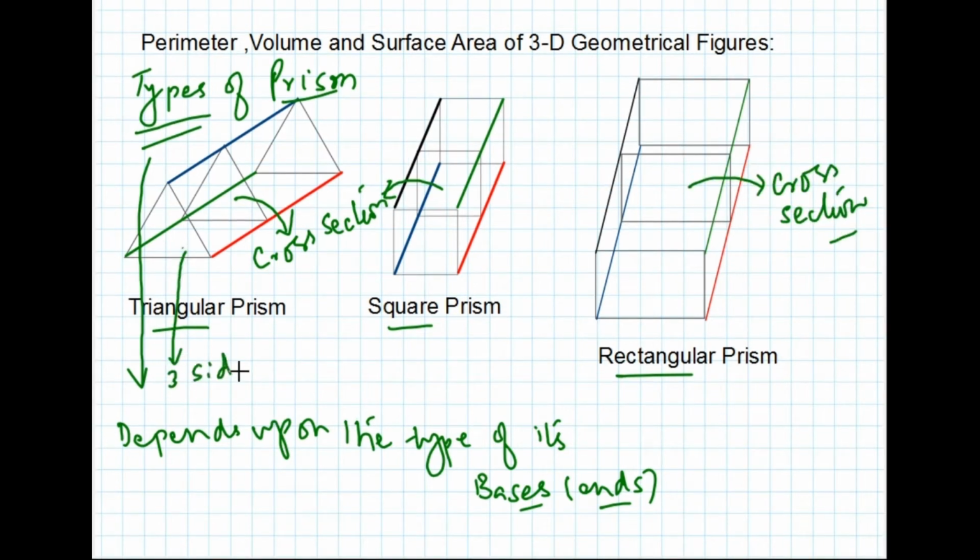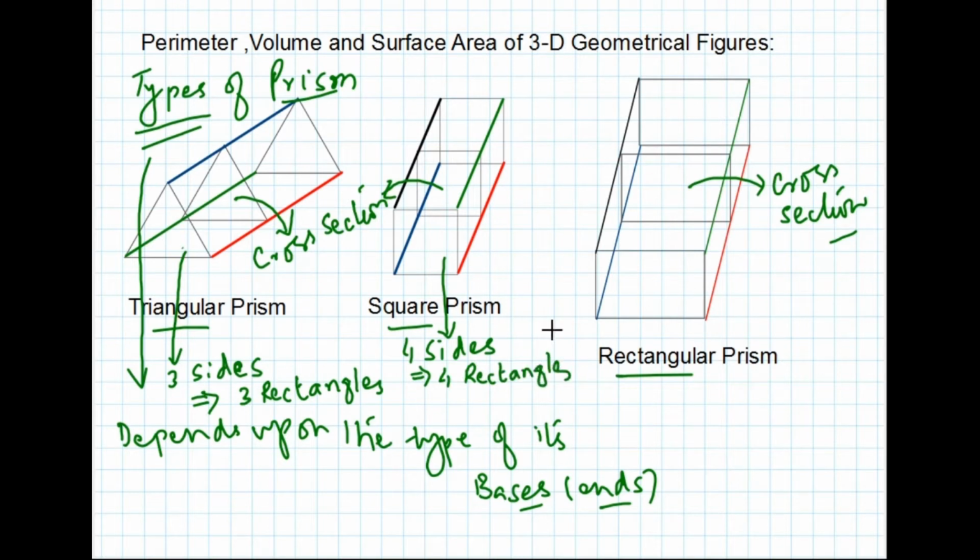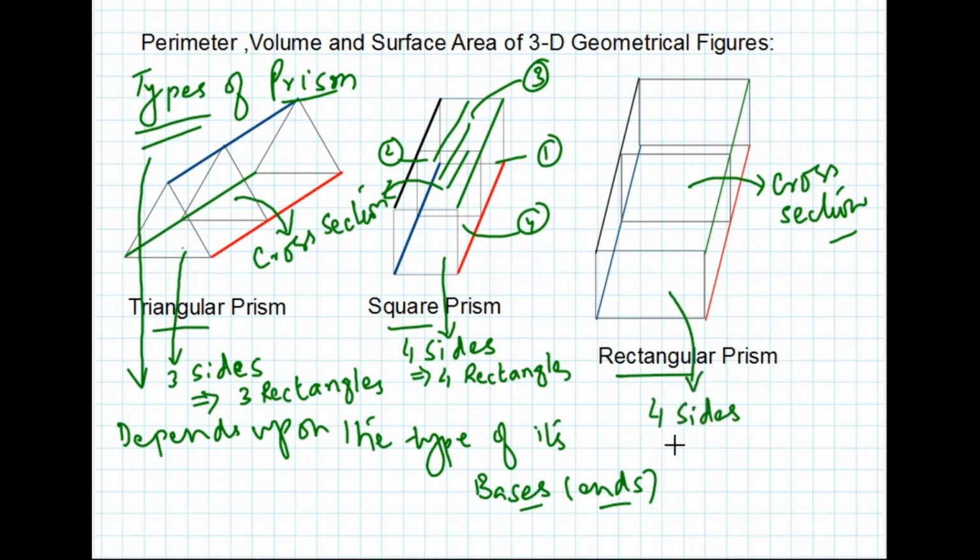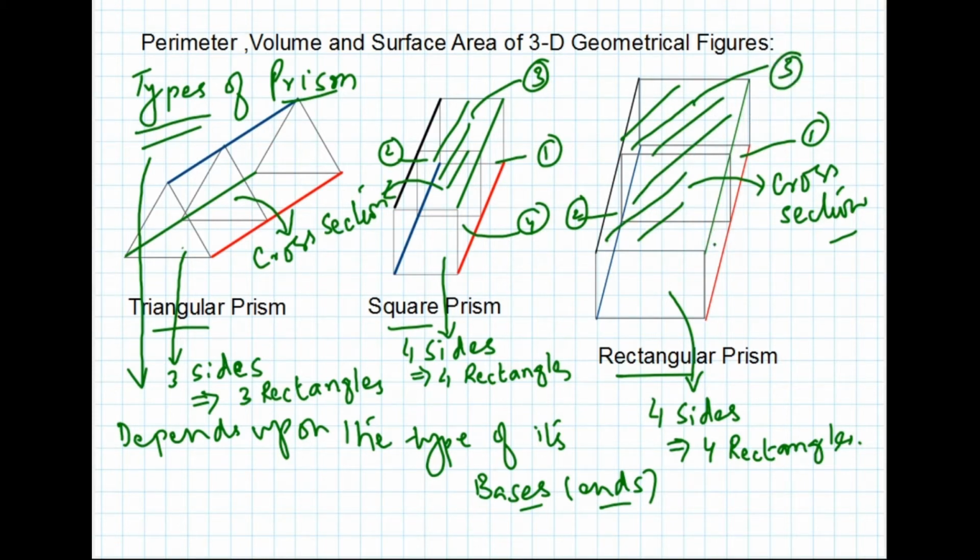Here the triangle has three sides. This implies that a triangular prism has three rectangles. A square has four sides, so a square prism has four rectangles as shown: 1, 2, 3, and here is 4. A rectangle has four sides, so there are four rectangles: 1, 2, 3, and 4.